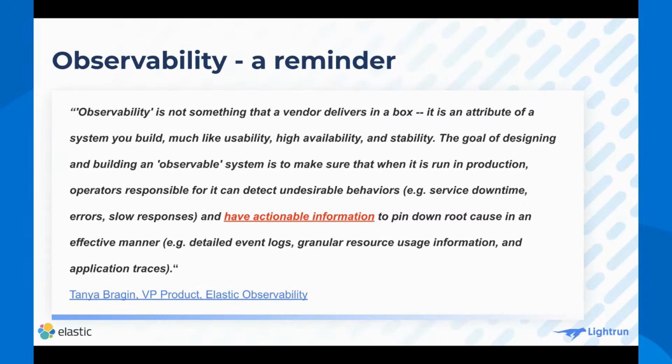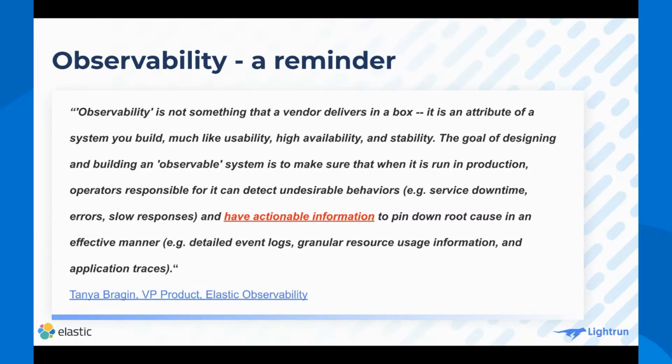So what I took here is a definition for observability, the general term, brought forth by Tanya Bragin, who is the VP product of Elastic Observability. And she pinpointed, I think, exactly the hardest thing to get about observability, which is the desired outcome. I'll just read the definition for a second. Observability is not something that a vendor delivers in a box. It is an attribute of a system you build, much like usability, high availability, and stability.